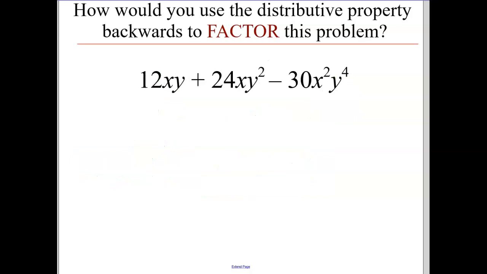So let's look at the next one. Maybe you could pause the video and try it on your own, and then start the video again and see if you got it right. Okay?